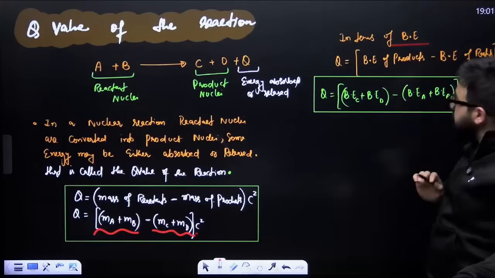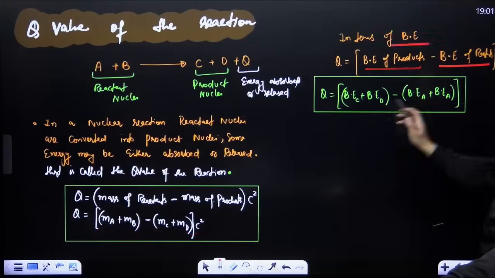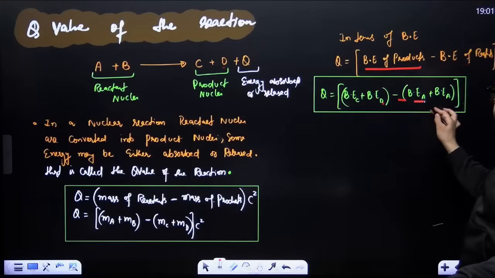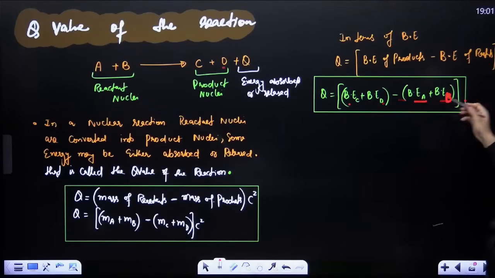In terms of binding energy, we write it like this: binding energy of products minus binding energy of reactants. So binding energy of C plus binding energy of D minus binding energy of A plus binding energy of B. So this will be the Q value of the reaction.